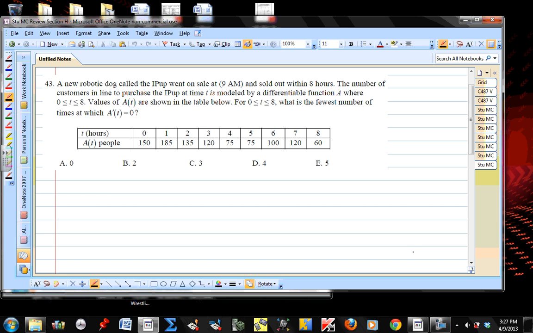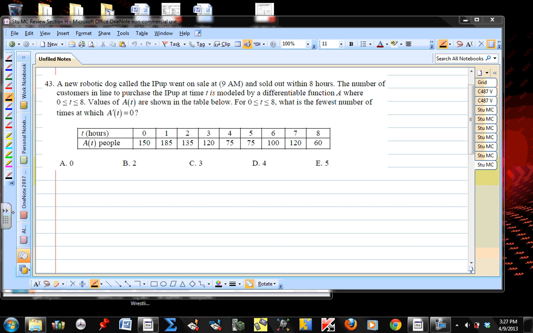A. So A is differentiable. We know that. They're telling us, where time is between 0 and 8 hours inclusive. Values of A, the number of people in line, are shown in the table. So it's the fewest number of times in which A prime is equal to 0.